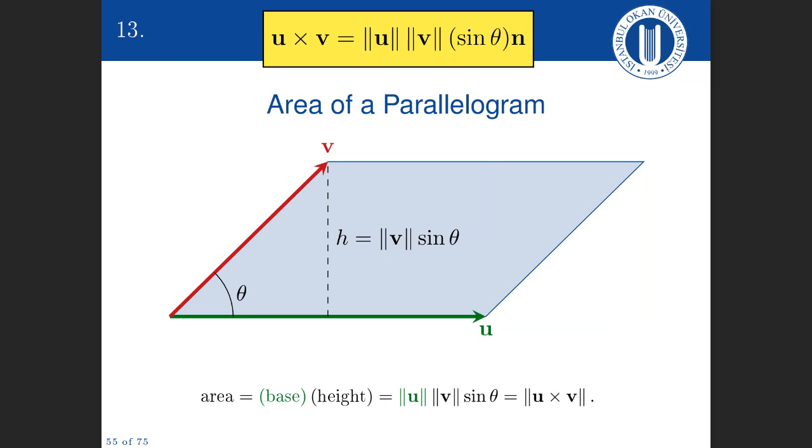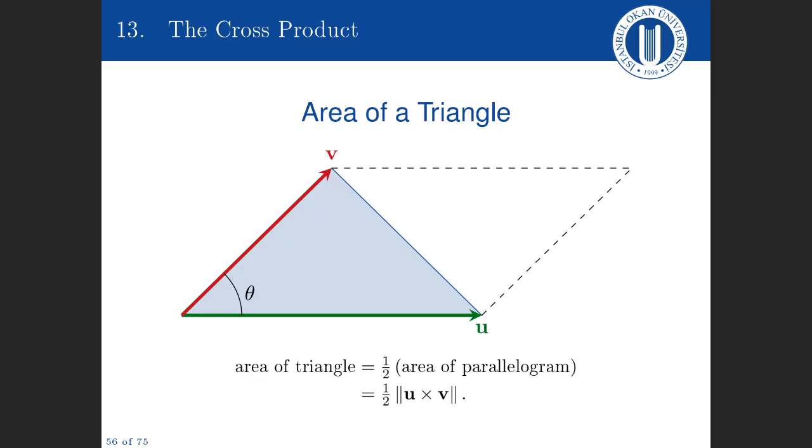The base is the norm of U, and the height is norm of V sine theta. So we just get norm of U, norm of V sine theta. But that's almost exactly what we have in the yellow box at the top. The only difference is that we have a unit vector there as well. When we take the norm of U cross V, because n is a unit vector, norm of a unit vector is 1, we just end up with norm of U, norm of V sine theta. So our formula is the area of a parallelogram is the norm of U cross V. And then from there, we can write down the area of a triangle, because the area of a triangle is just a half of the area of a parallelogram. So just a half norm of U cross V.